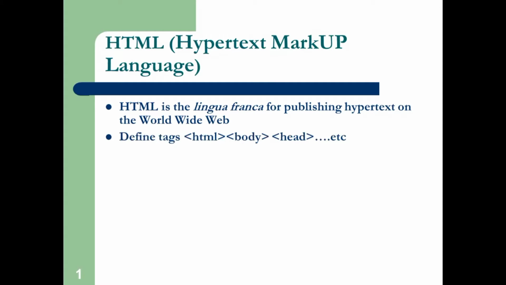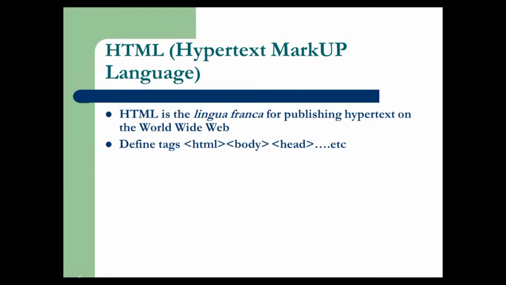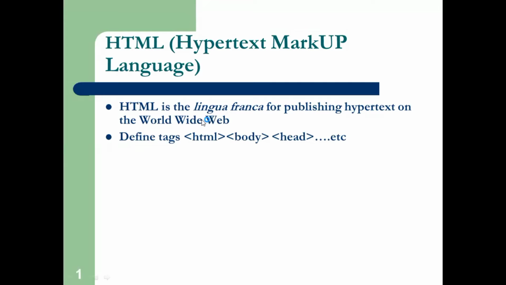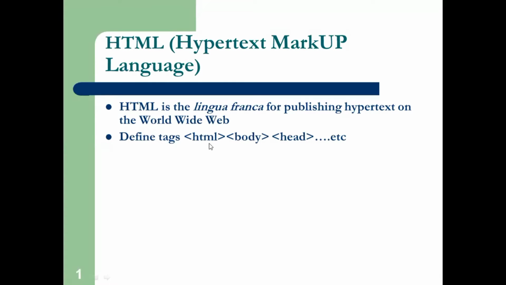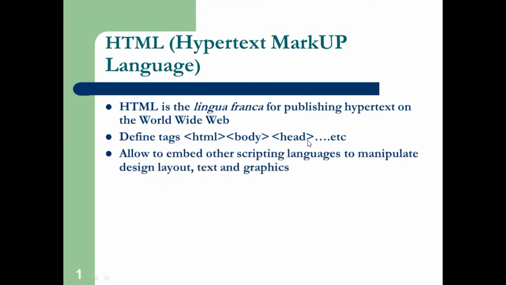So basically HTML language is based upon tags, enclosed in two different brackets, and we use keywords to write our web page's code. HTML allows us to embed other scripting languages to manipulate or design layout and text and graphics, like PHP and CSS.